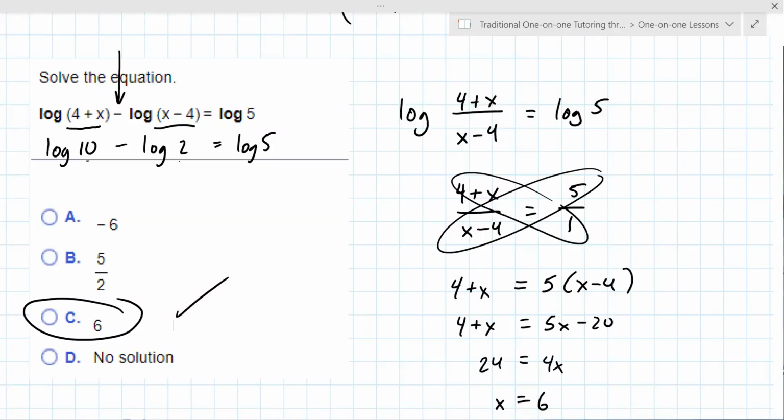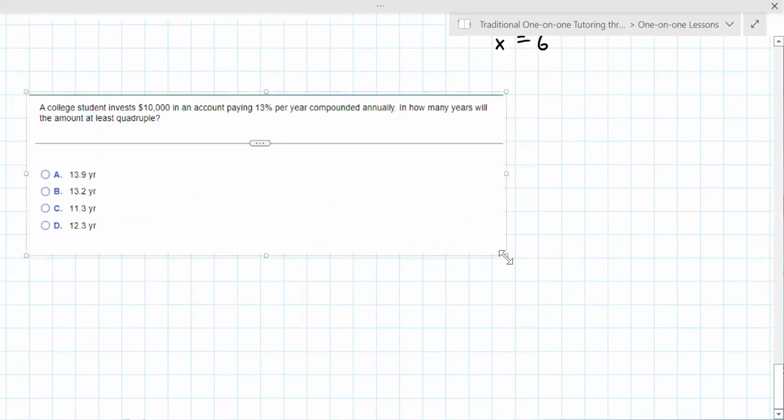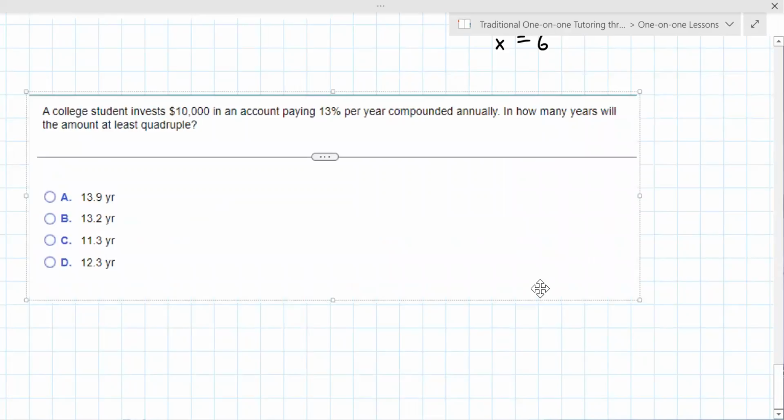All right, so let's go to number 10. Another money question. College student invests $10,000 in an account paying 13% per year compounded annually. How many years will the amount at least quadruple?